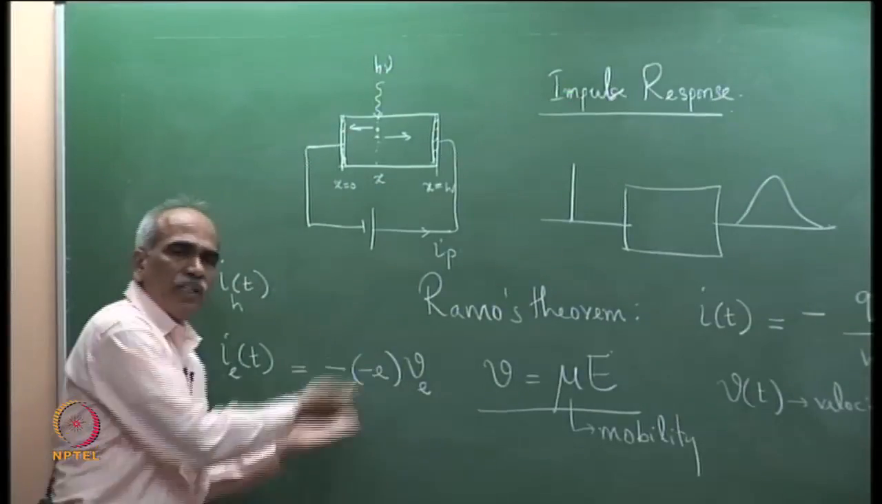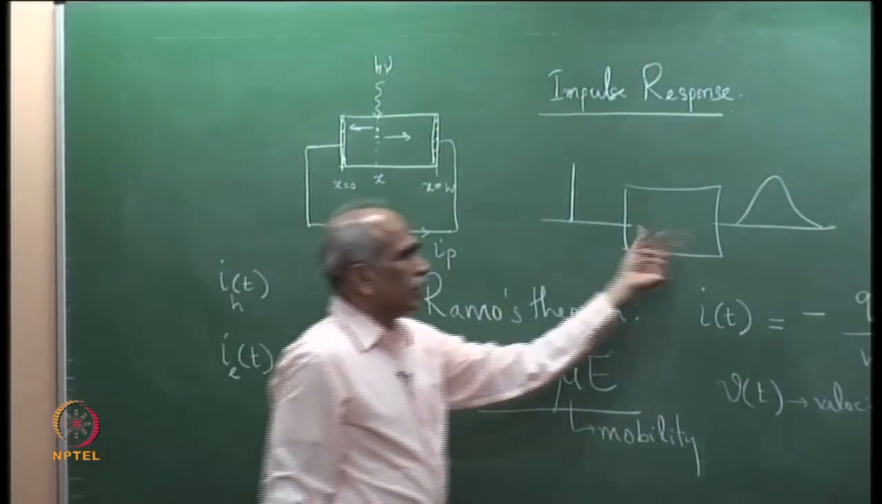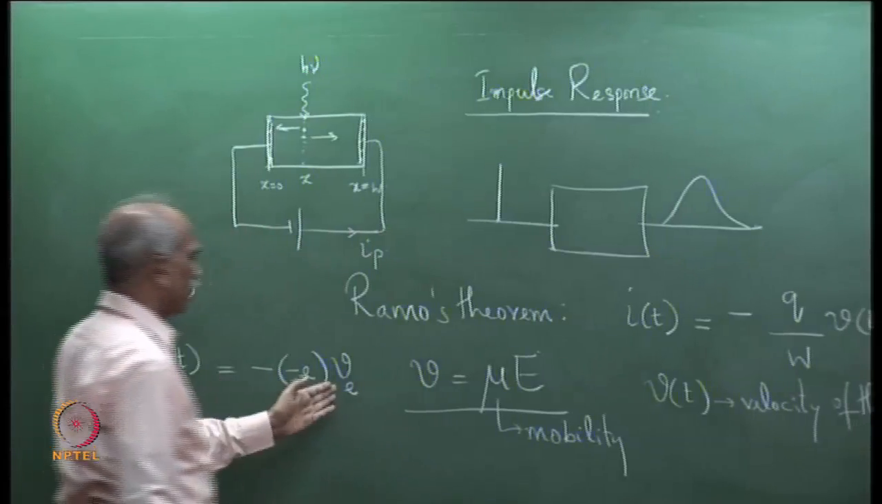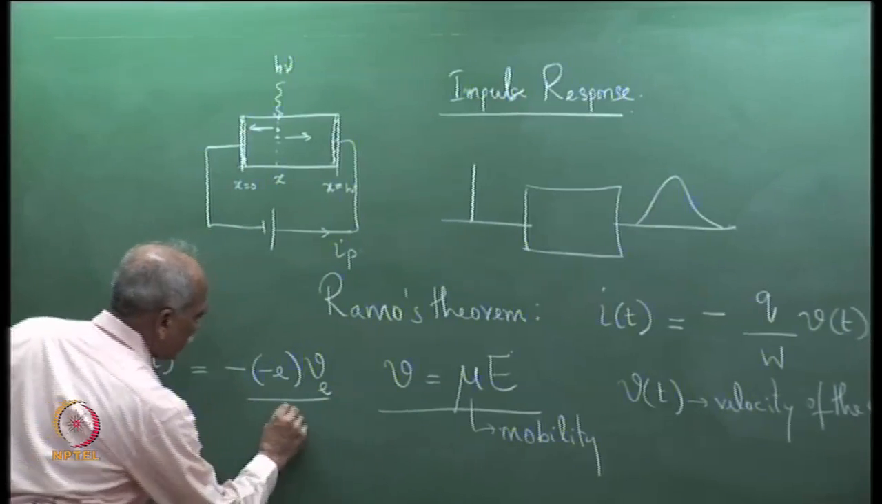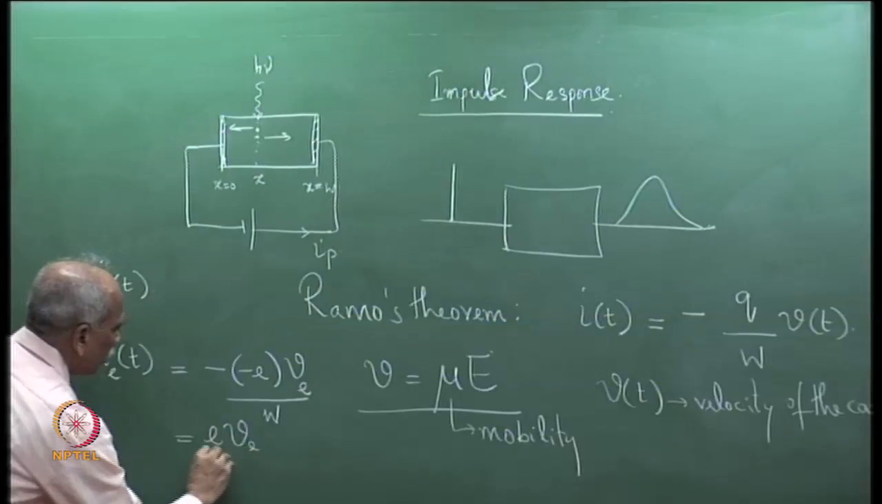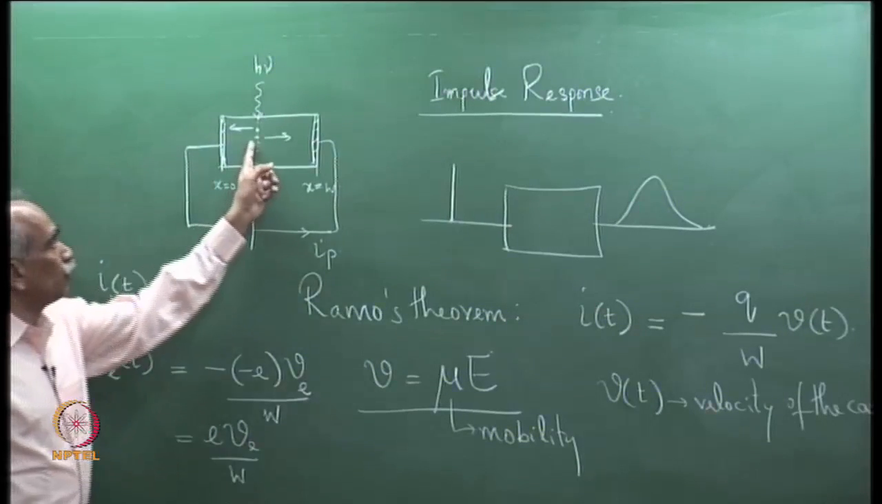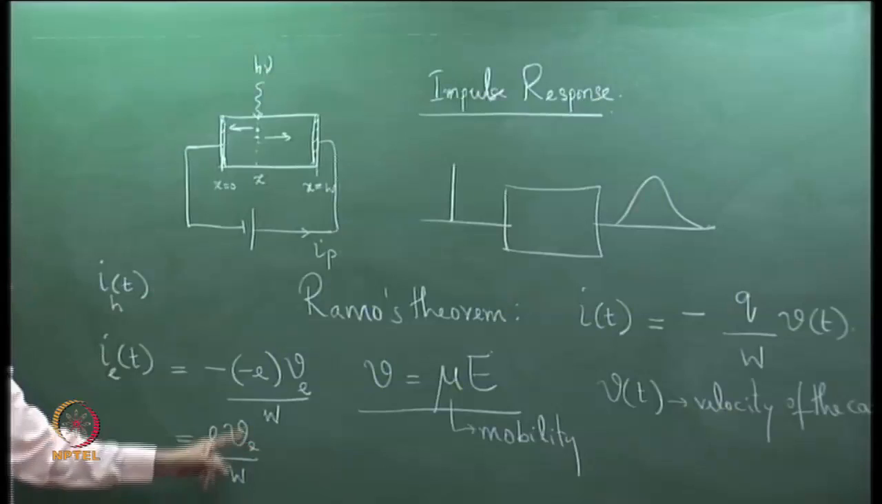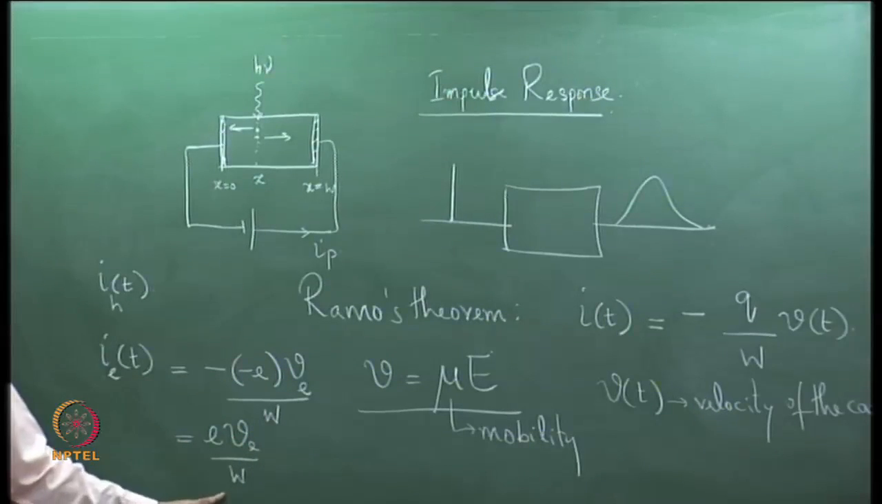If I take an average velocity, assuming that over the time duration the velocity is constant, so I can write V e divided by W. So, that is equal to e into V e by W. The electron is moving in this direction. So, the velocity is here. So, e V e by W.